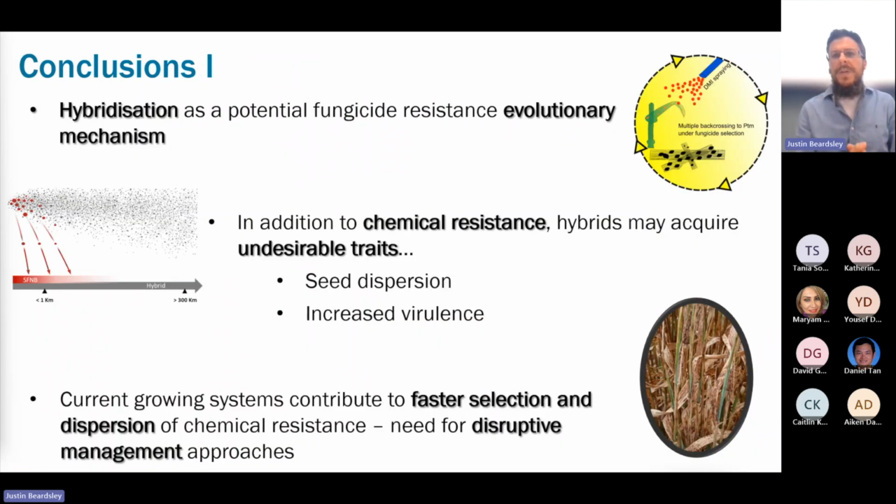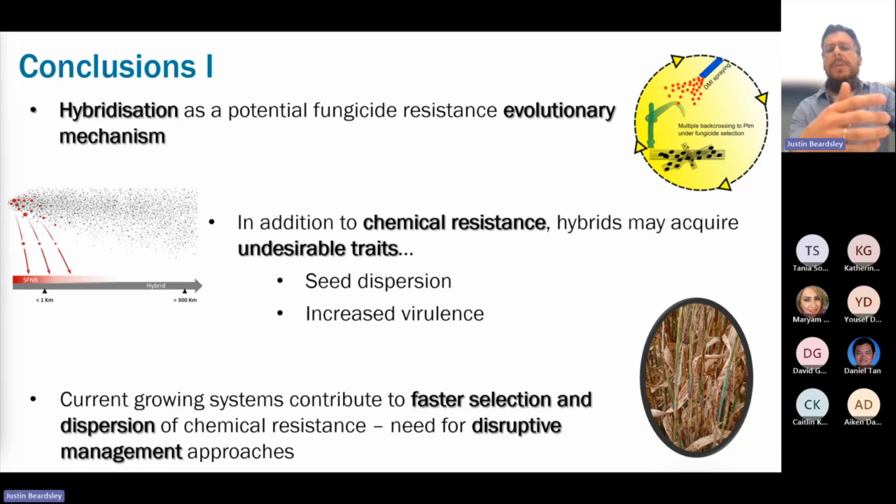So just a few conclusions just to finish this part. We basically established that hybridization is a potential fungicide-resistance evolutionary mechanism. They should be actually investigated in other pathogens. Just imagine the possibility of some Candida species hybridizing to produce more resistant forms.